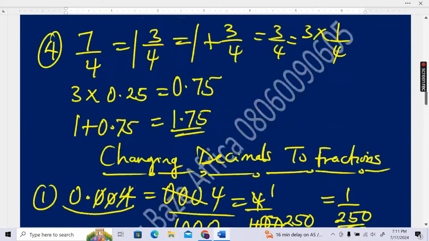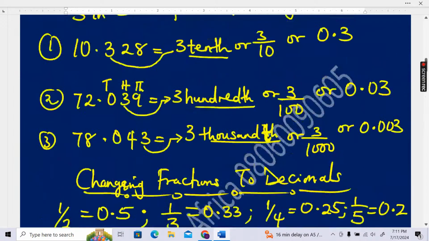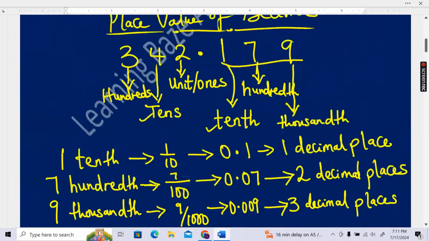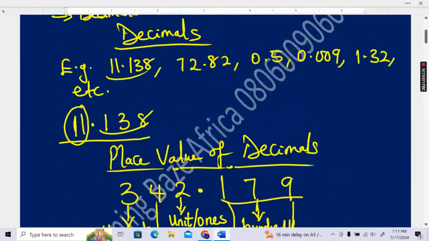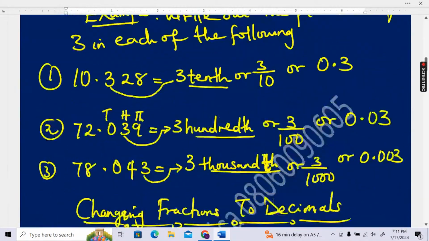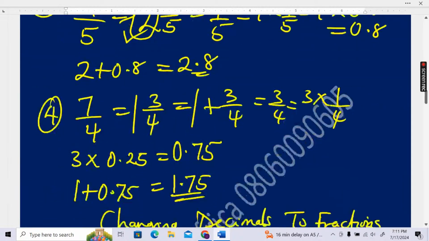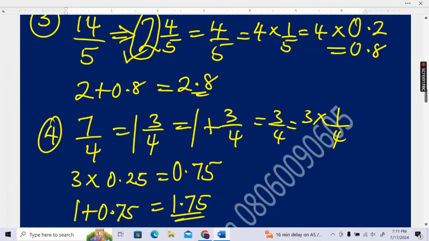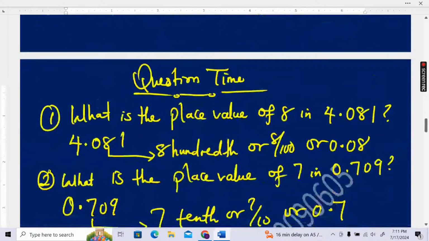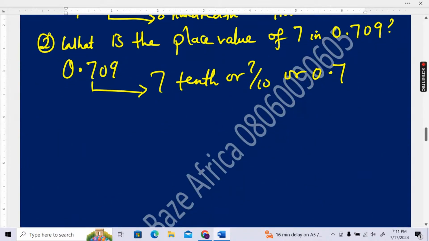So that has to do with the place value of decimals. Let's see the next concept. Right now it is decimal expansion, how to change fractions to decimals. Get ready for my next question. We're going to change fractions to decimals based on what you were taught.